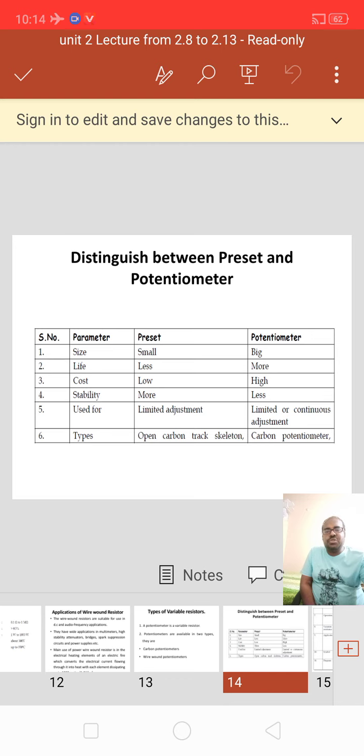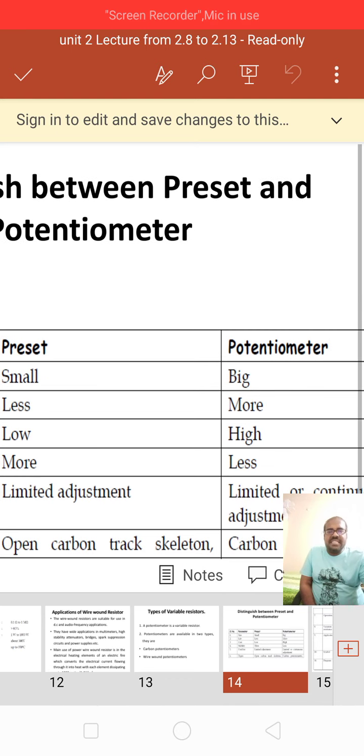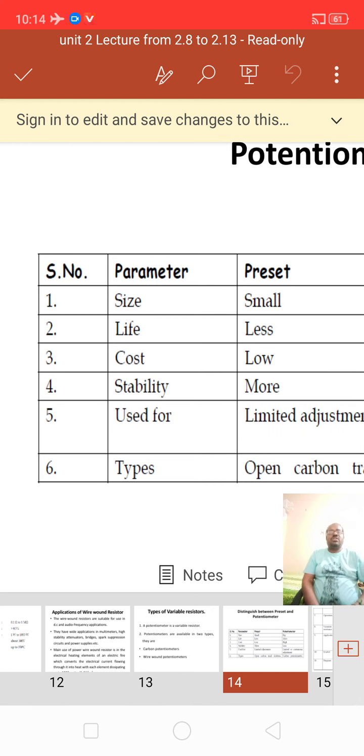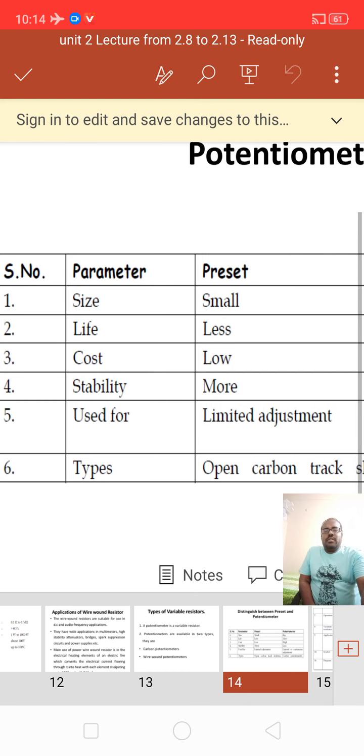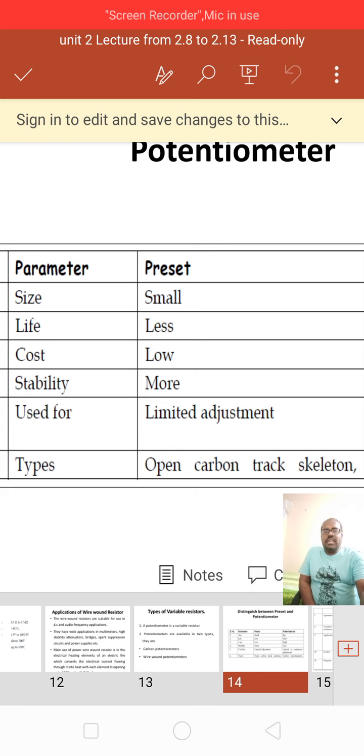Next, distinguish between preset and potentiometer. Most important topic. Differences between potentiometer and preset. Here the parameters regarding the preset and potentiometer are given in one way. Generally, for buying any type of instrument or device, we must know these parameters. First one, size, life of the appliance, cost, stability, used for, types. These are the main parameters.